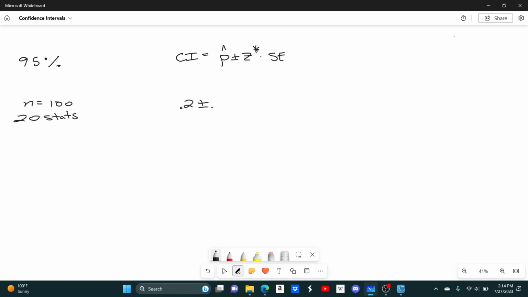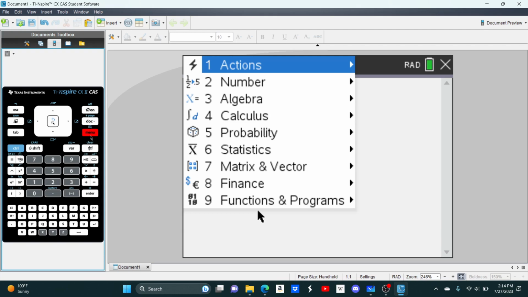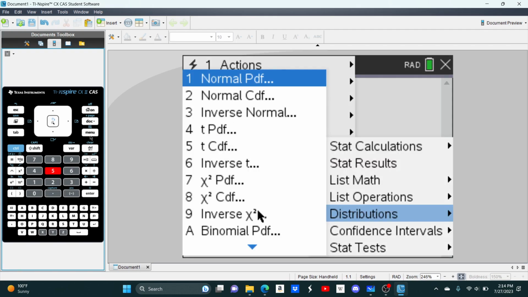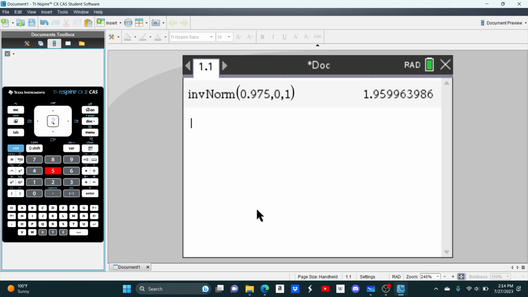And then if we want to find the z critical value, we've done this in previous videos. What you do is you go to statistics, distributions, and then you use an inverse normal. For a 95% confidence, we use an area of 0.975. I've gone over that in previous videos. If you're not comfortable with that, then go ahead and look at some of those other ones, but I'm not going to go through it again. So we get a critical value of 1.96.